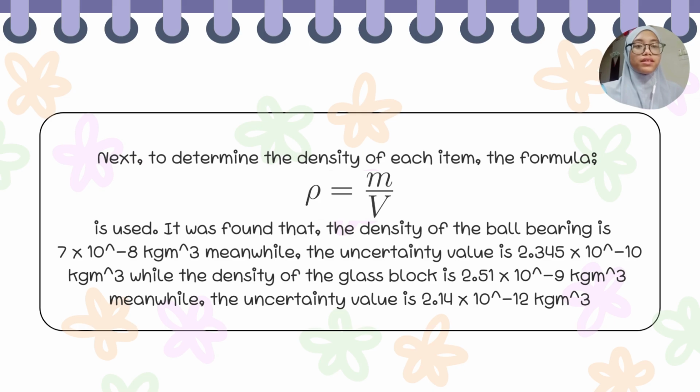while the density of the glass block is 2.51 times 10 to the power of negative 9 kilogram per meter cube. Meanwhile, the uncertainty value is 2.14 times 10 to the power of minus 12 kilogram per meter cube.